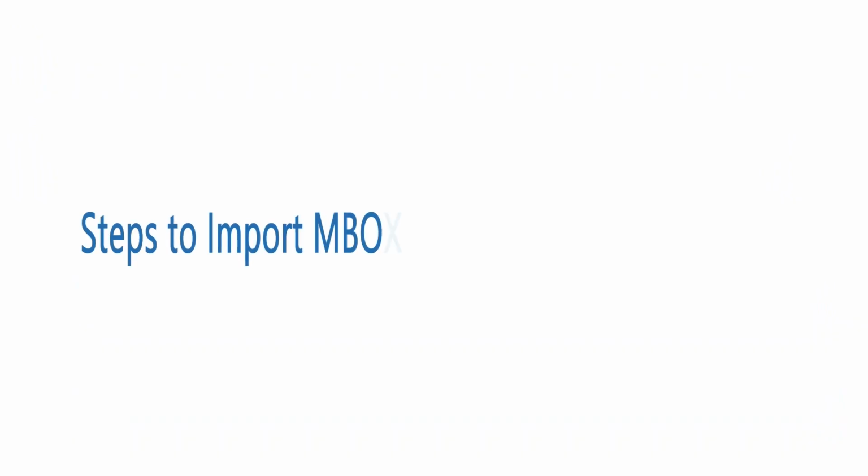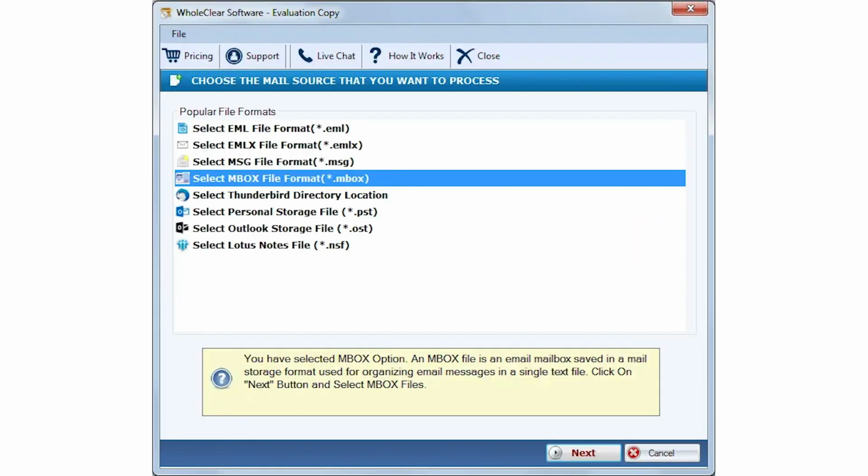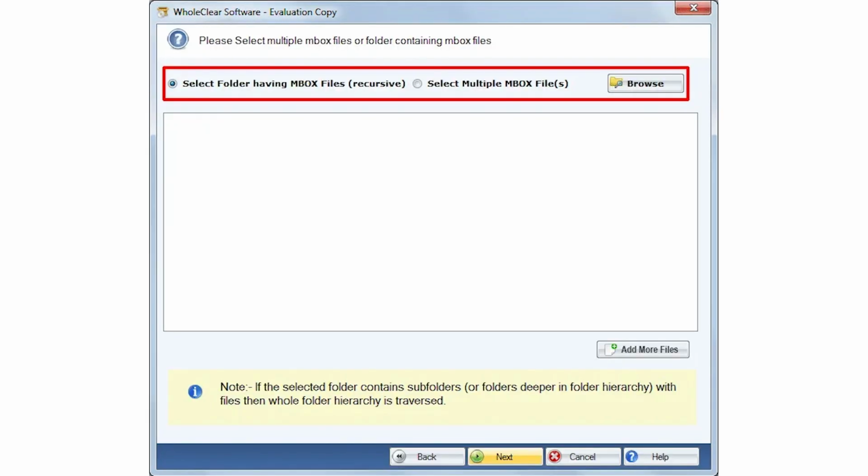Steps to import MBOX mailboxes to Yahoo Cloud. Step 1. Install and launch WholeClear MBOX to Yahoo Converter on your Windows system. Step 2. Select MBOX source. Choose the MBOX file format from the available options. Step 3. Add files. Pick folder or file mode. Then use the Browse button to add your MBOX files.